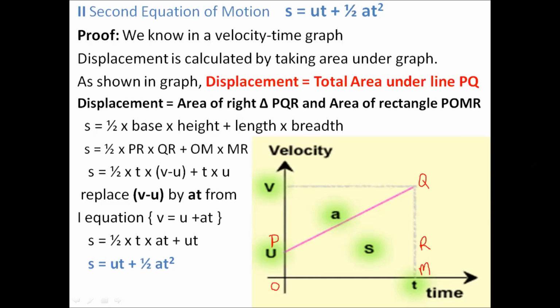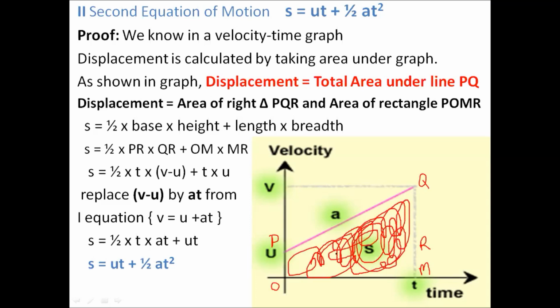Second equation of motion, S equals ut plus half at square. We know in a velocity time graph, displacement can be calculated by taking the area under the graph. Displacement can be calculated by taking the total area under line PQ, this shaded portion. If we calculate the area of this shaded portion, then we can get the total displacement of this motion.